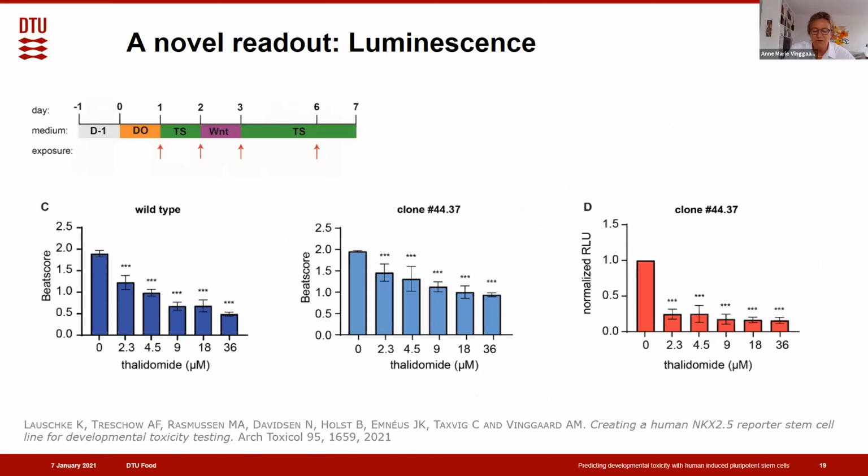So it was important to prove that the differentiation into cardiomyocytes was not hampered by the genetic engineering. And we exposed the cells here to thalidomide and compared the readouts, beating cardiomyocytes indicated by the blue columns and the luminescence indicated by the red columns. We found that thalidomide decreased luminescence intensity significantly and to a higher degree than the beat score. And therefore we decided to repeat the experiment and lower the concentrations of thalidomide even more.